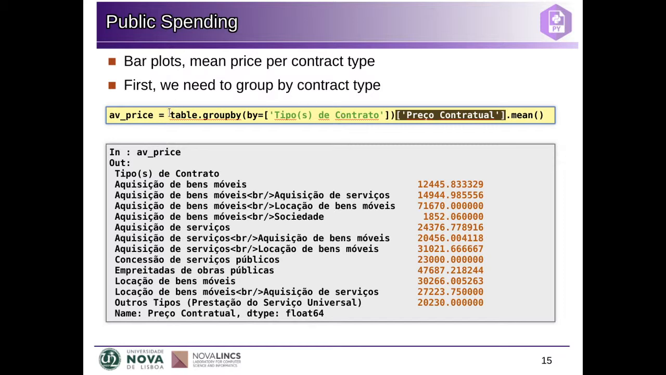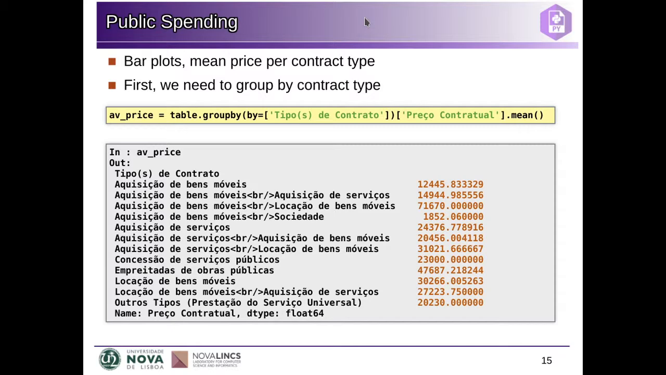And what you get with this operation, with the groupby operation, is a grouped data frame, which is slightly different from the regular data frames, where you have the different groups. So according to the type of contract, you have different groups here, and each one has the mean value of the contracts or the price for each group. This is just one step.